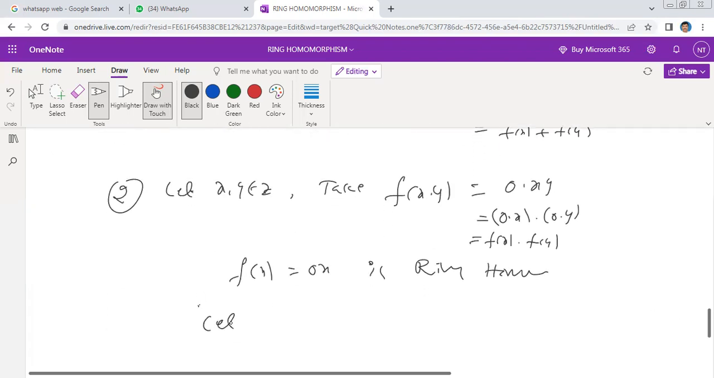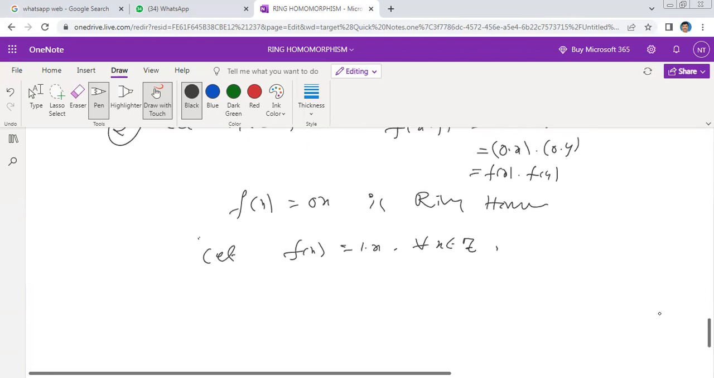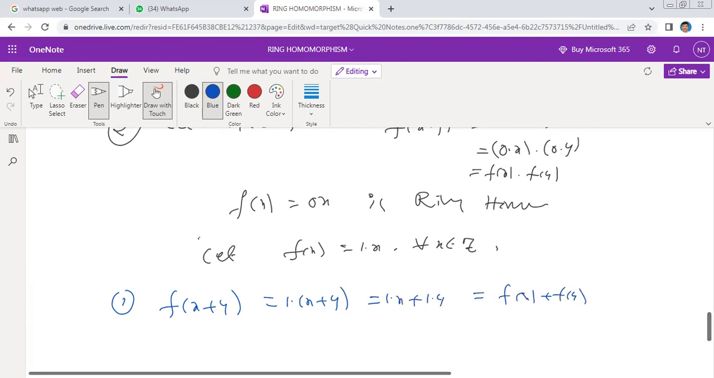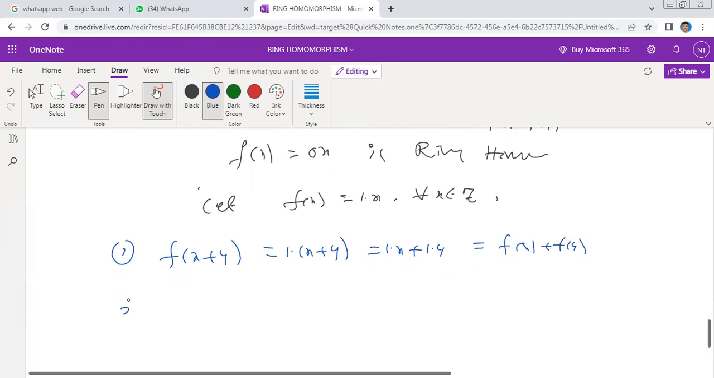Suppose I am taking f of x equal to 1x for every x belonging to Z. Is it a ring homomorphism or not? Check. Because of the first condition, f of x plus y is 1 times (x plus y). This is equal to 1x plus 1y, so f of x plus f of y. The first condition holds.